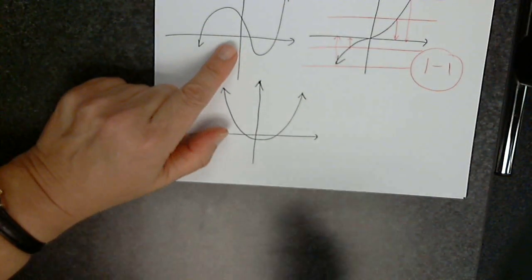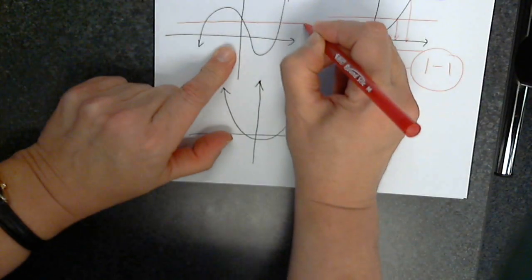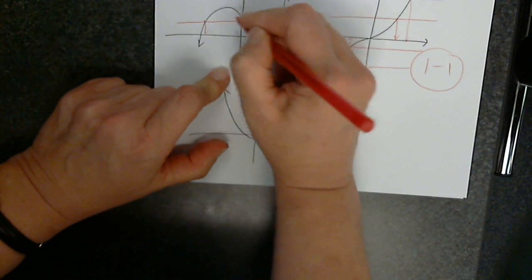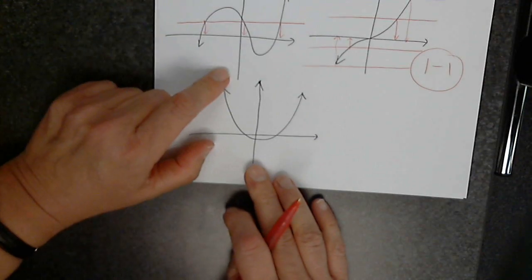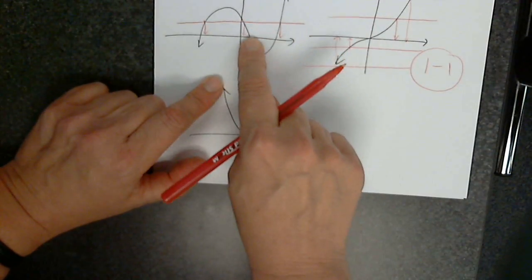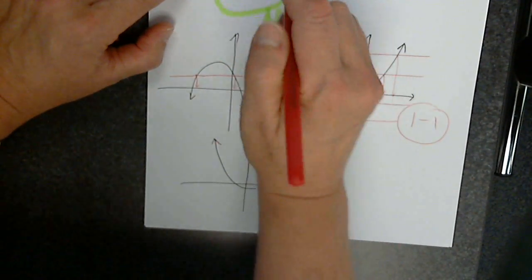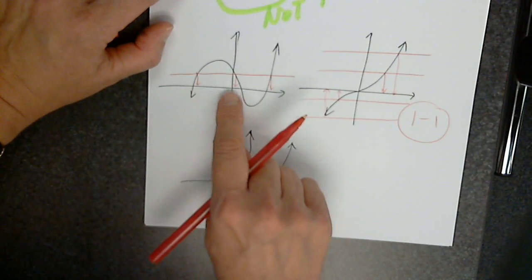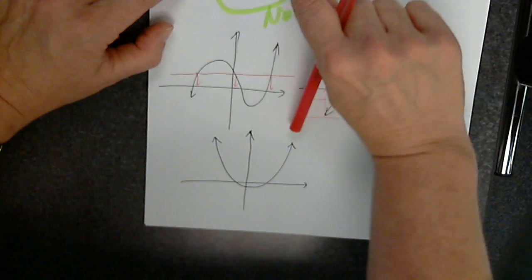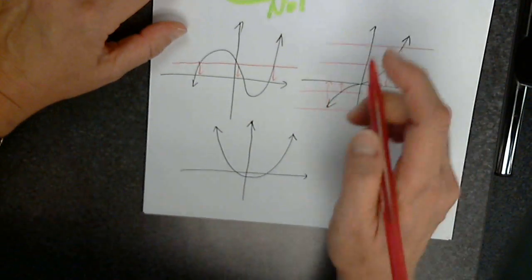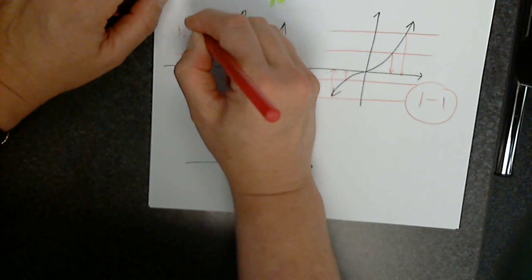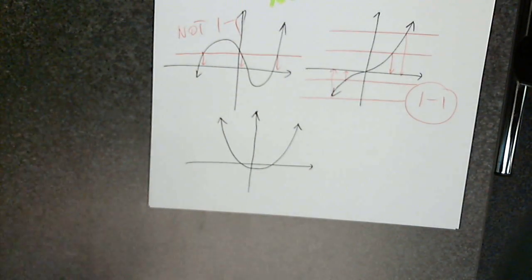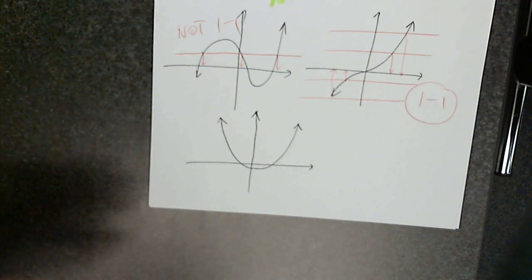What about this one? No. Because for this y value, I read 1, 2, 3 different x values. I have 3 x values that go to the same y value. So it's a function, but not 1 to 1. Therefore, it will not have an inverse function.